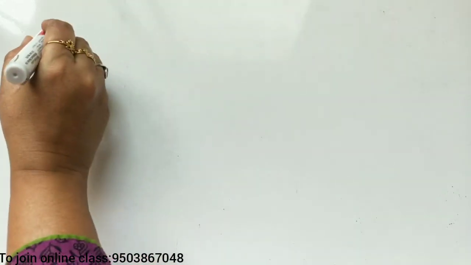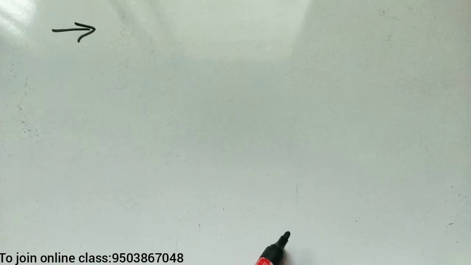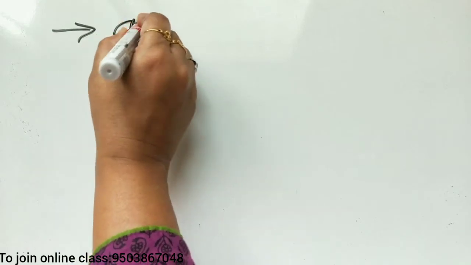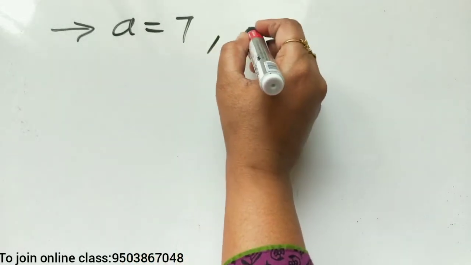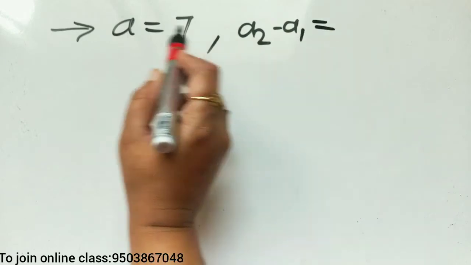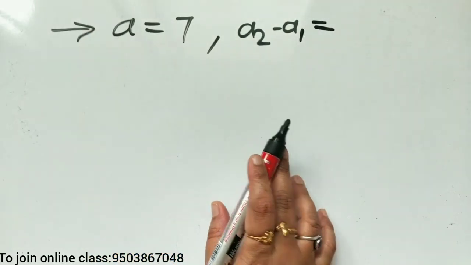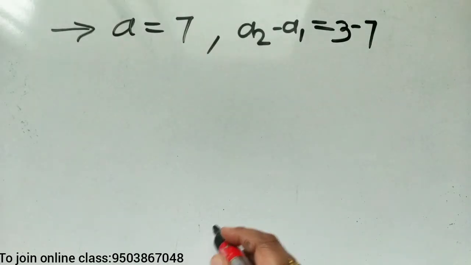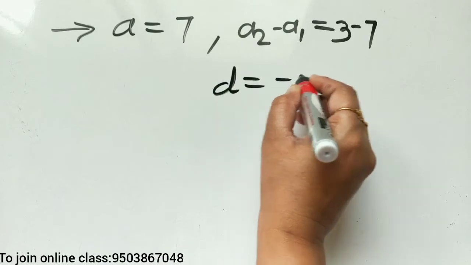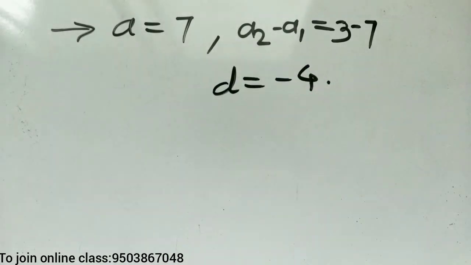In this question, for the solution, first we will write the given sequence terms. The first term is 7, and the common difference we will find. The common difference is always found by subtracting the first term from the second term, a2 minus a1. The second term is 3, the first term is 7, and therefore the common difference is d equal to -4. This is the common difference.